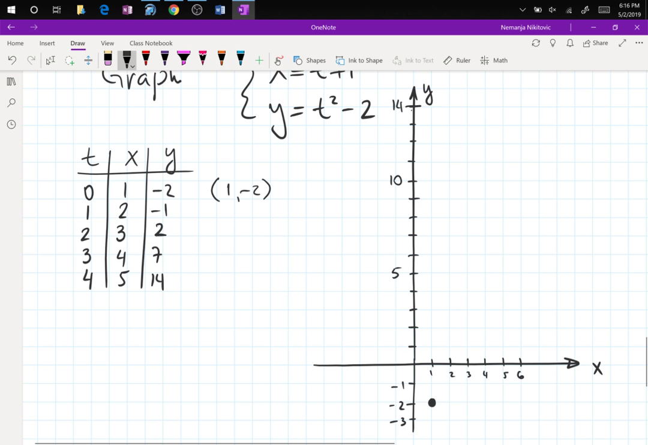The next one is 2, negative 1. The next one is 3, 2. The next one is 4, 7. And the final one is 5, 14. So you get this. Does this look like a parabola? It does, right? Now, I'm going to put something over here, which are these arrows going up like this. And I will call this a red arrow orientation.